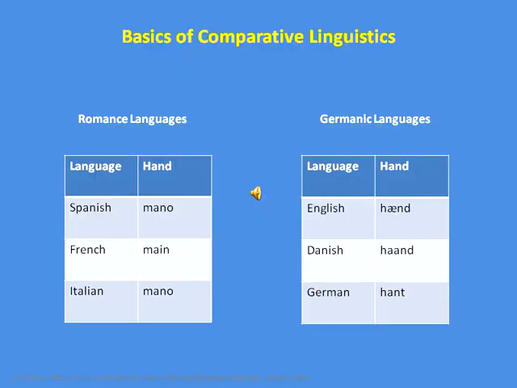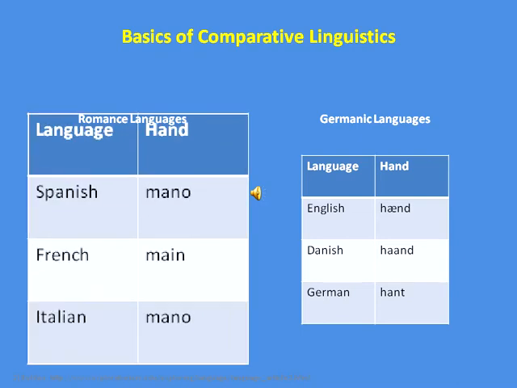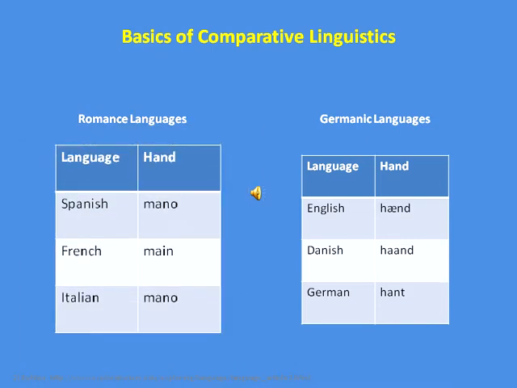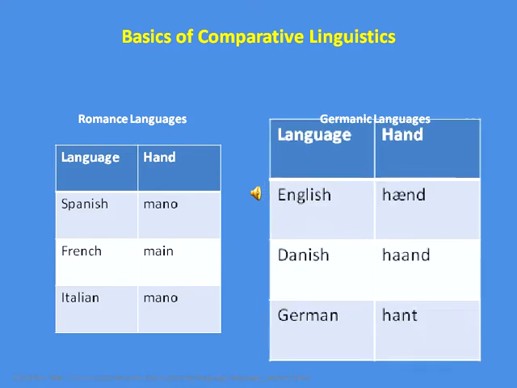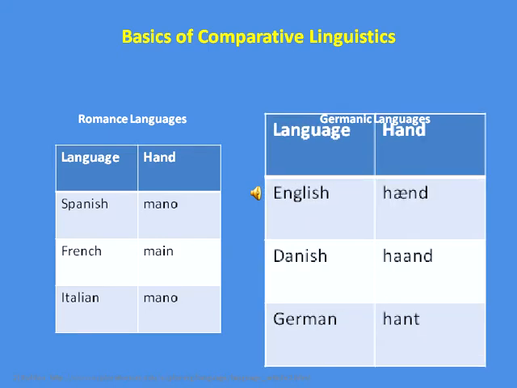Relatively young languages, such as Romance and Germanic languages, have strong links that can be easily discovered. For instance, the word for hand in Spanish is mano, in French is main, and in Italian is mano. The word for hand can also be used to discover similarities in the Germanic languages. The word in English is hand, in Danish is hand, and in German is hand.